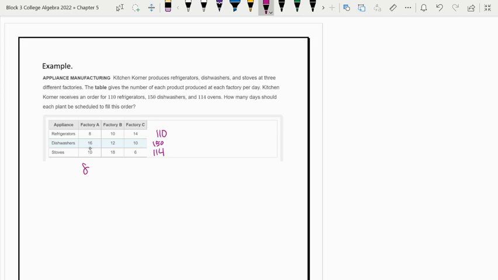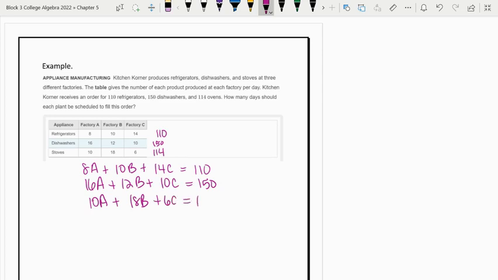All right, we know we have 8 at factory A, and then we can collect 10 from factory B, plus 14 at C, and I get 110. The next one is 16A plus 12 on the B, plus 10 on the C has to be 150. And then 10A plus 18B plus 6C is 114.